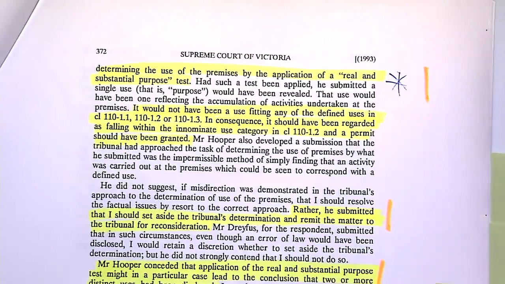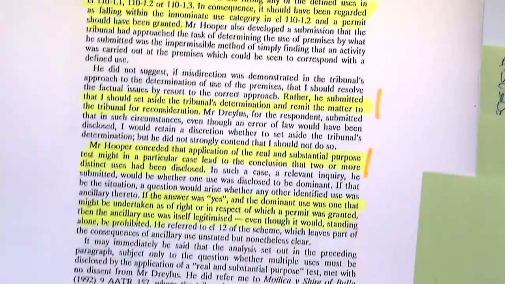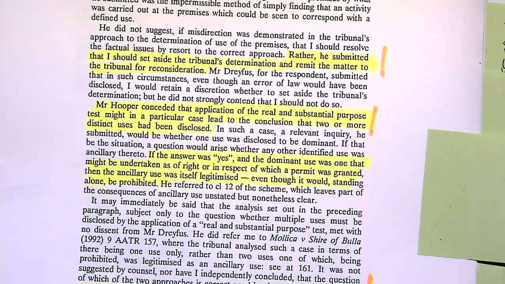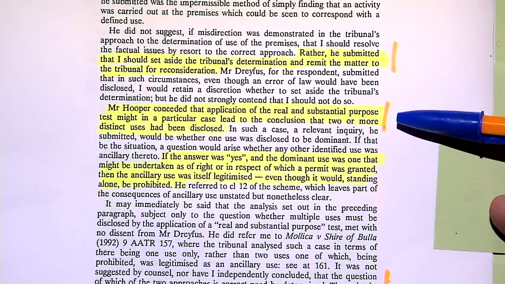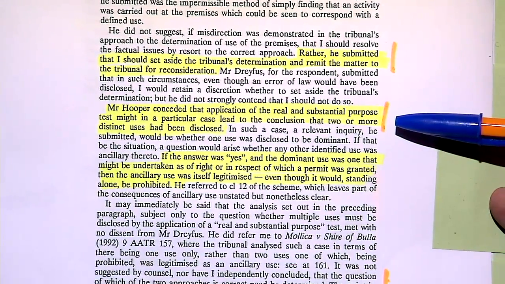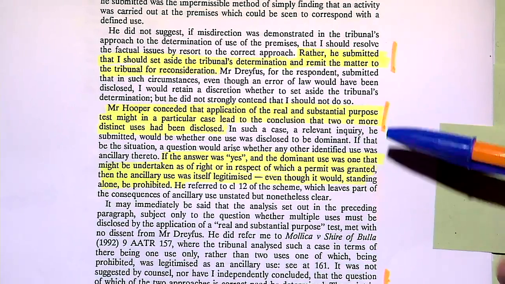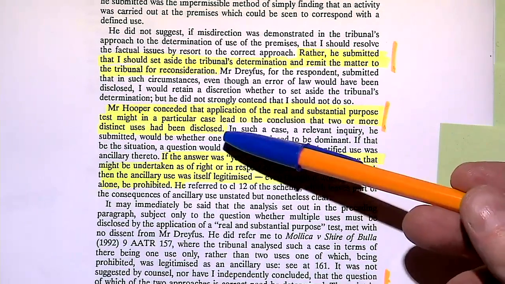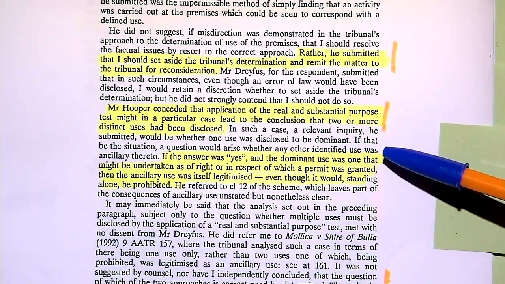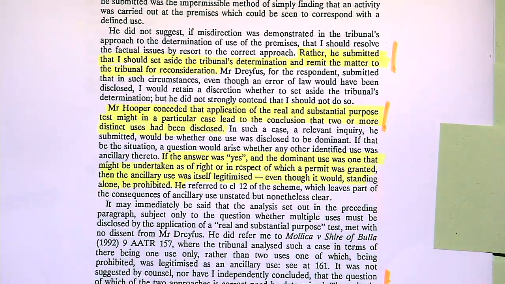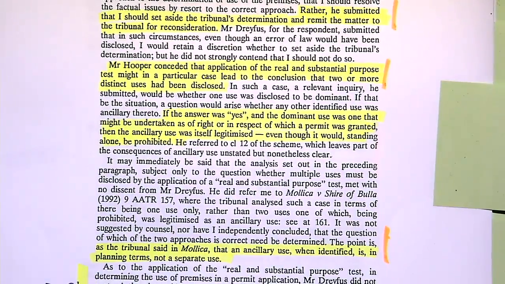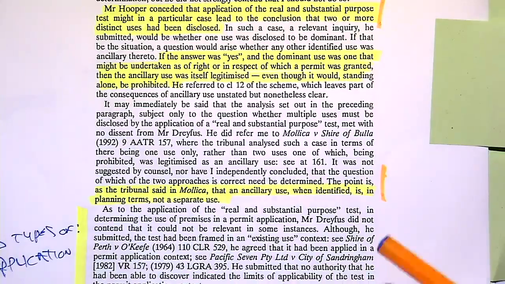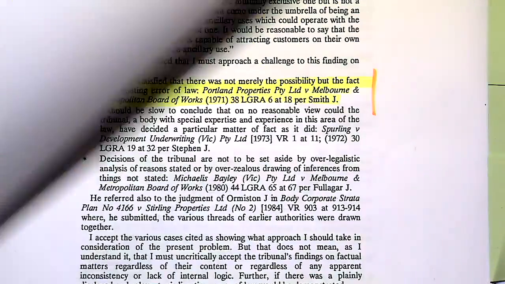So, I won't subject you to me reading it all out, but Mr. Hooper conceded that application of the real and substantial purpose test might in a particular case lead to the conclusion that two or more distinct uses have been disclosed. Therefore, they both need a permit, and that, we'll leave that alone.